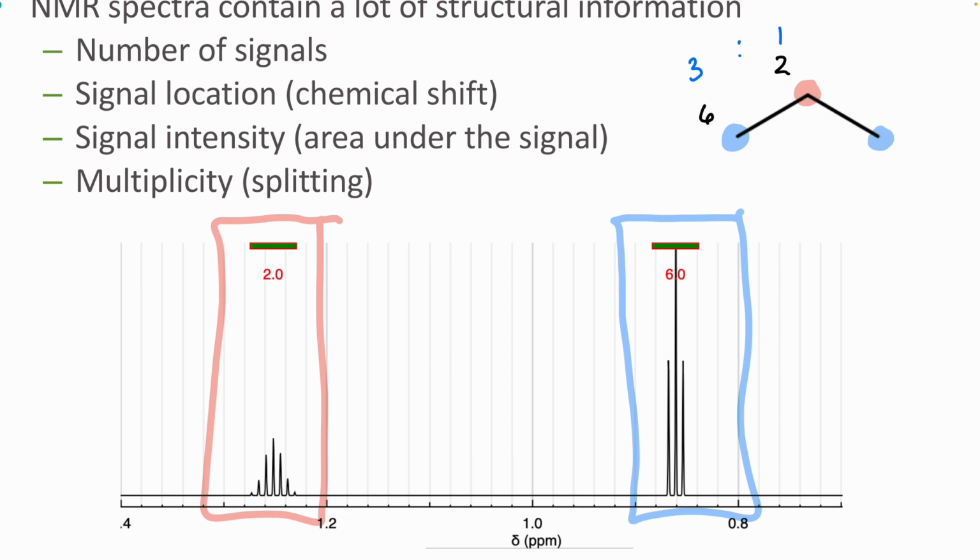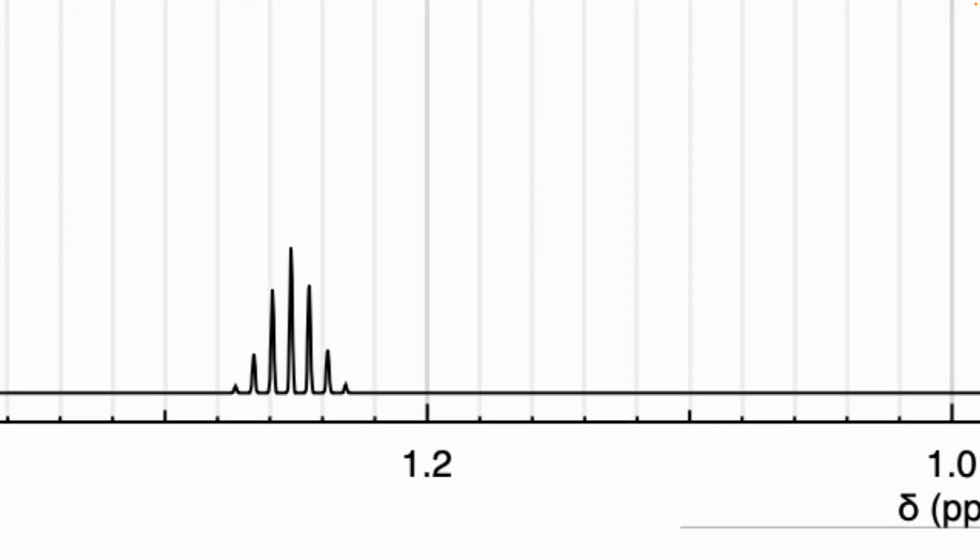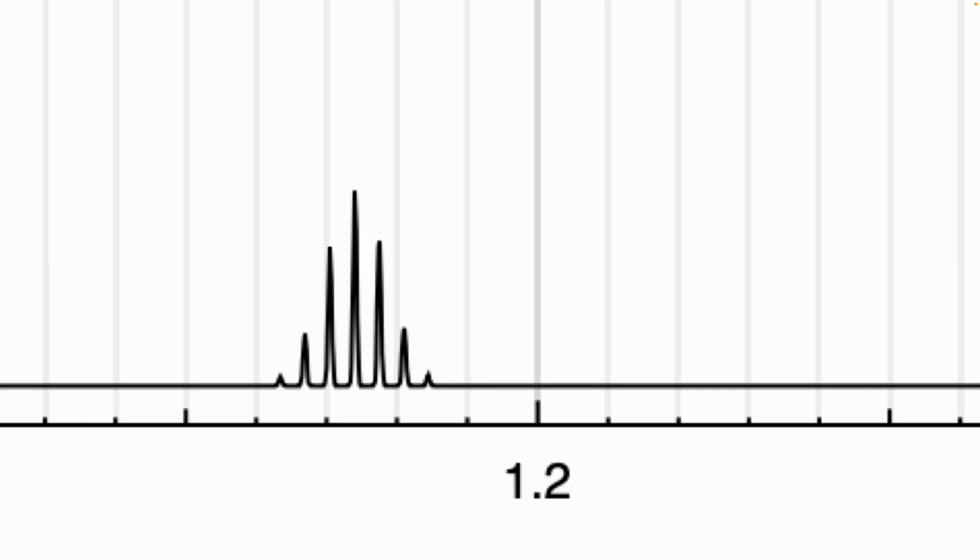So again, just like before, number of signals, as well as our integration value. But now our peaks aren't just one peak, they're split up. And this is our multiplicity that we were talking about. What we're going to do for your multiplicity is count the number of peaks that you have in your spectrum. Okay, so in this case, this cluster of peaks has a multiplicity of 1, 2, 3, 4, 5, 6, 7.